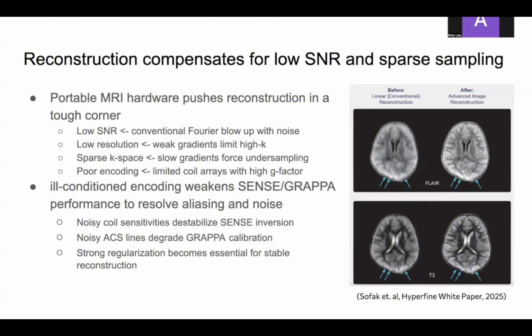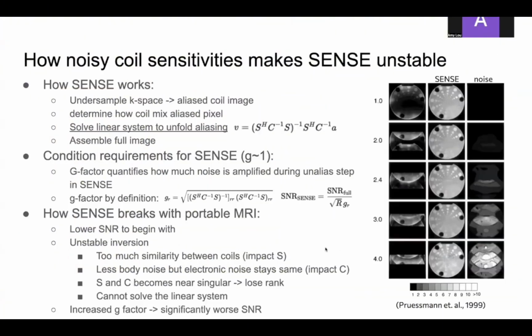The example on the right shows exactly why reconstruction matters. Conventional linear methods blow out the noise, while more advanced reconstruction can still produce clinically useful images. So next, we'll walk through specifically how SENSE and GRAPPA break under these low-field constraints.